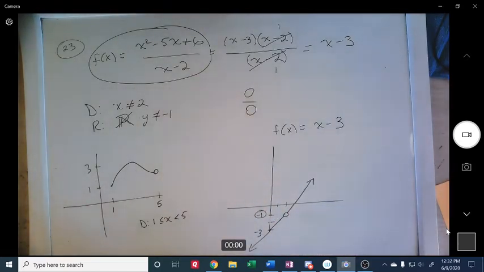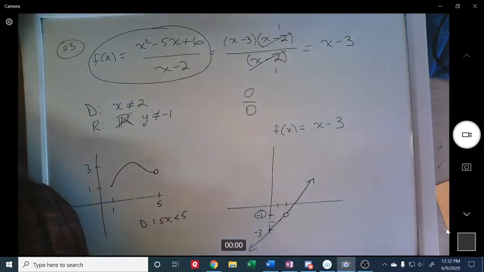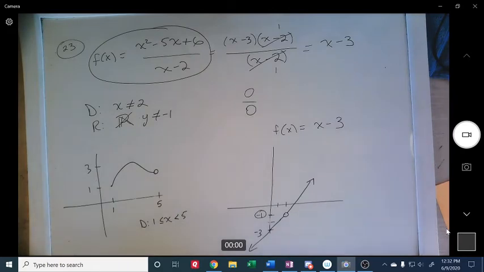Yes? So then would you just plug in 2 as the value of x to figure out that y can't be -1, without graphing it? Really, you'd graph it. Okay.